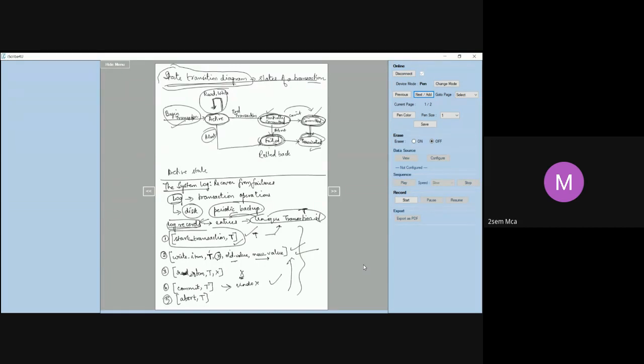Then we have commit. Commit means the transaction has successfully completed, and it ensures that all the changes made into the database are permanent and you cannot undo any of the transactions. That is the meaning of commit. And then abort. A transaction can also fail. If the transaction has failed, then the transaction should get aborted. That means whatever operations, write operations basically, have been done have to be undone. It should be rolled back.